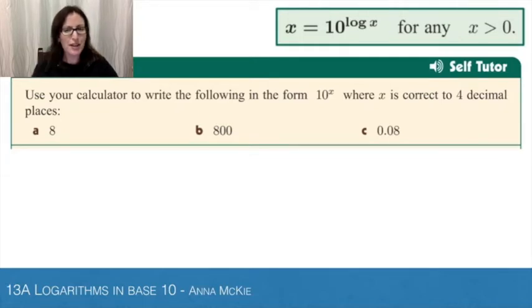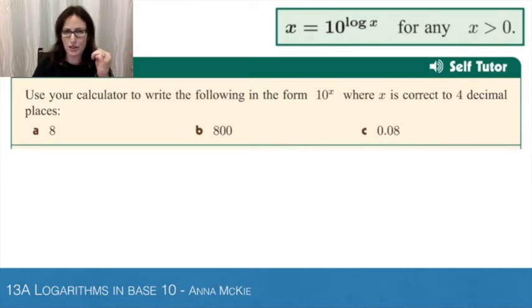800 now. Before we even do it, try and anticipate what the power will be. 10 to the power of 1 is 10. 10 to the power of 2 is 100. 800 is more than 100, so the power will be more than 2. What's the next one? 10 to the power of 3 is 1000. So that power there would be 3. So it's going to be between 2 and 3.